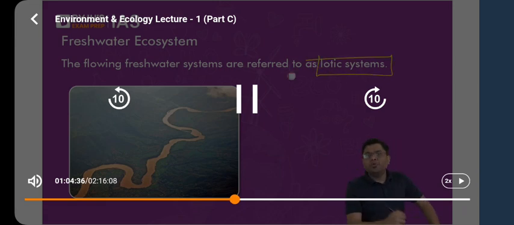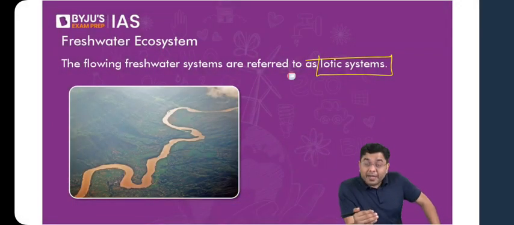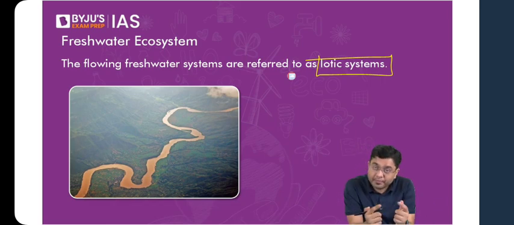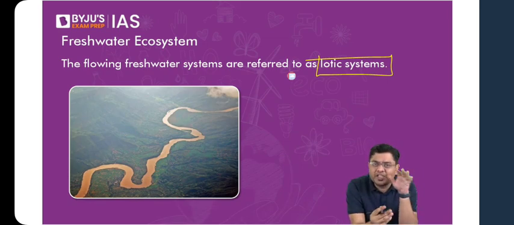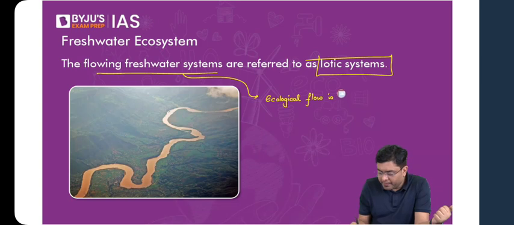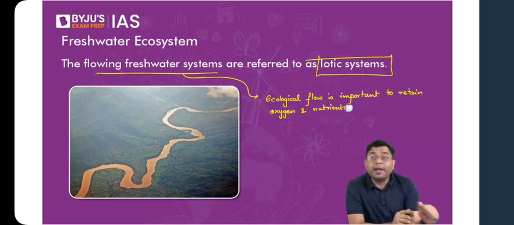Now that movement of water is very essential. For example, when you talk about streams and rivers, the flow of water that it generates is very relevant and important, not only for maintaining the oxygen level, but also for ensuring availability of nutrients. Because when the water flows, it is through the water-air exchange, at that interface, that a lot of oxygen is dissolved in the water. So the ecological flow is important to retain oxygen and nutrients.